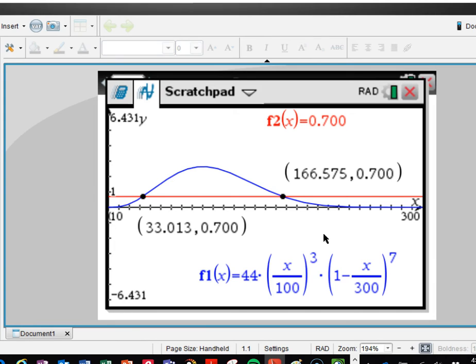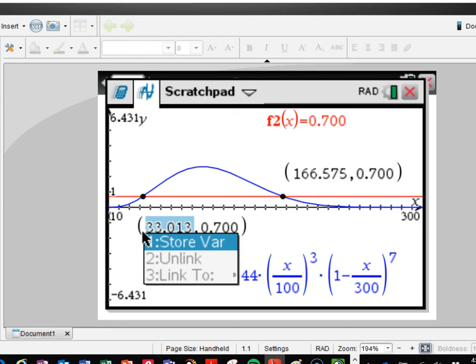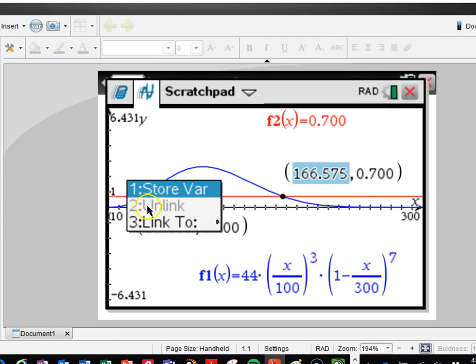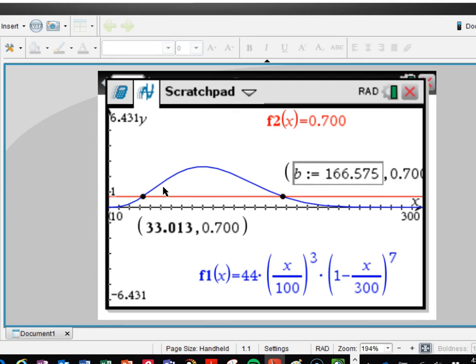Okay, and one more thing that we're going to do while we're here, these values, 33.013 and 166.575, because these are our internal candidates, I'm going to store those values. So to store, you're going to go to var, store var. I'm going to call this first one A. For the next one, I'm going to go to vars, store var, call it B. I can see that they're now in bold, which means that the calculator recognizes these as values that have been saved.